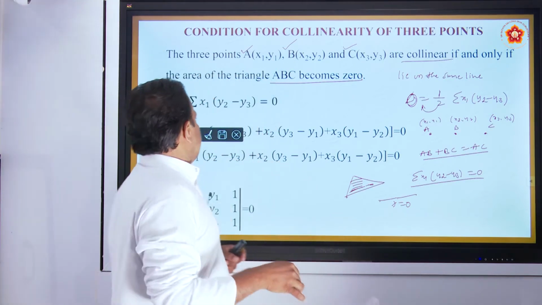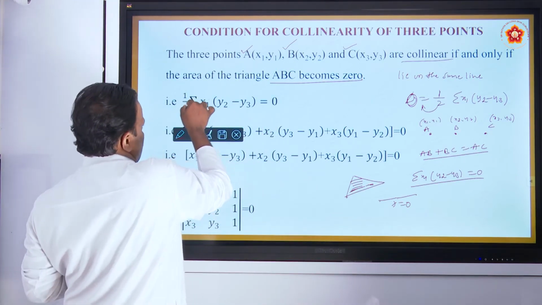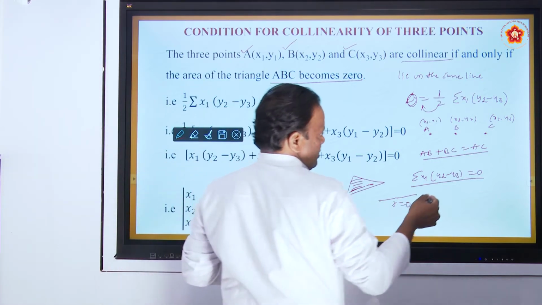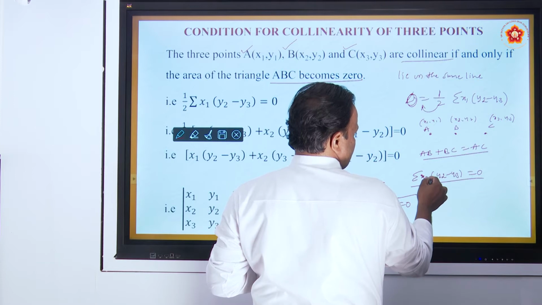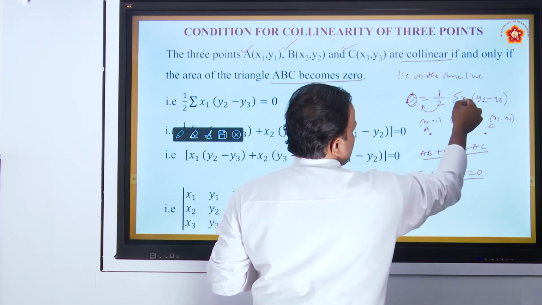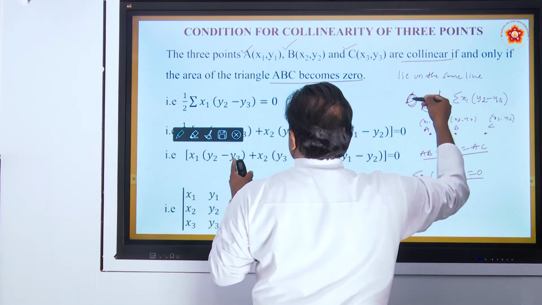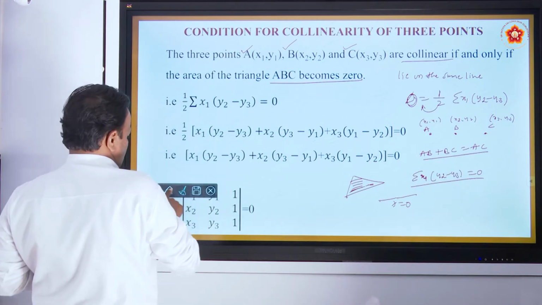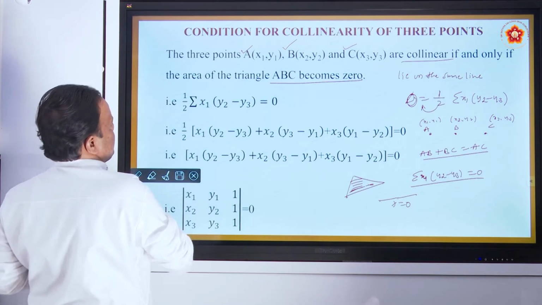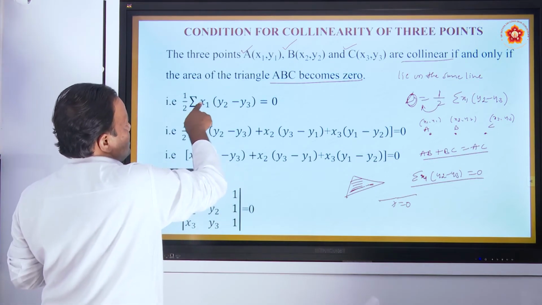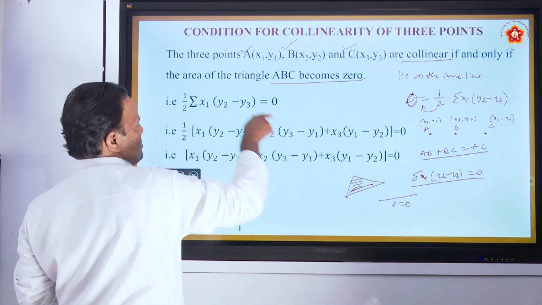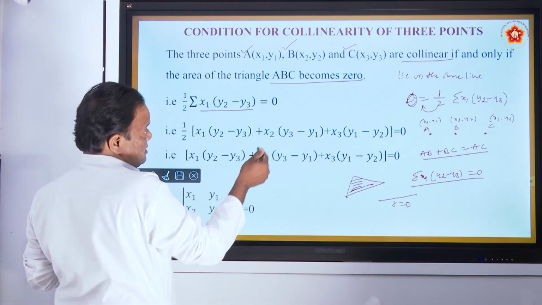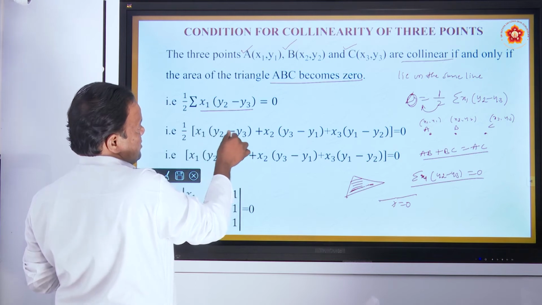Therefore that is 1 by 2 summation of x1 into (y2 minus y3) equal to 0. I wrote here 1 by 2 summation of x1 into (y2 minus y3) equal to 0. Then the 3 points are collinear. Okay, let us see here. So half summation of x1 (y2 minus y3) is equal to 0. That is the expansion of this one, we already studied last class.